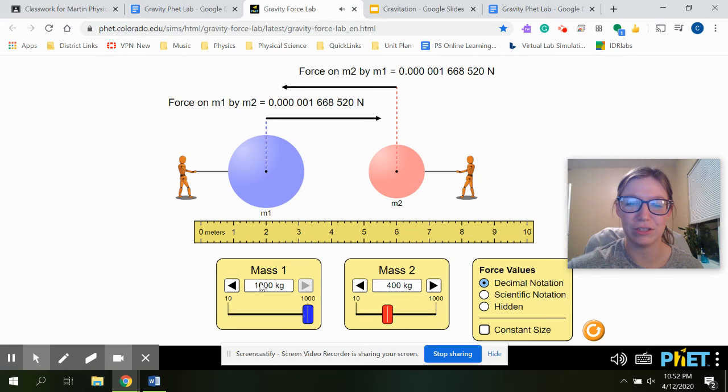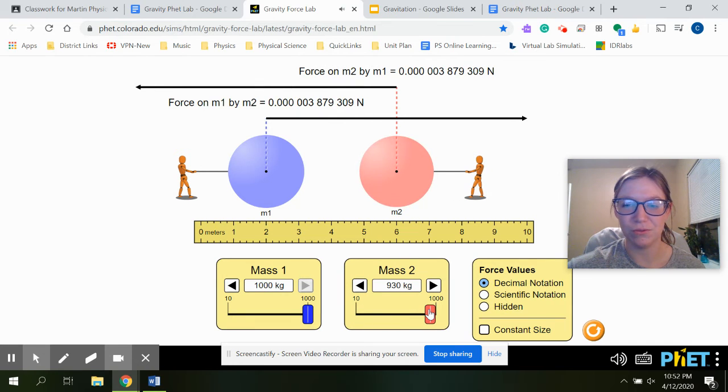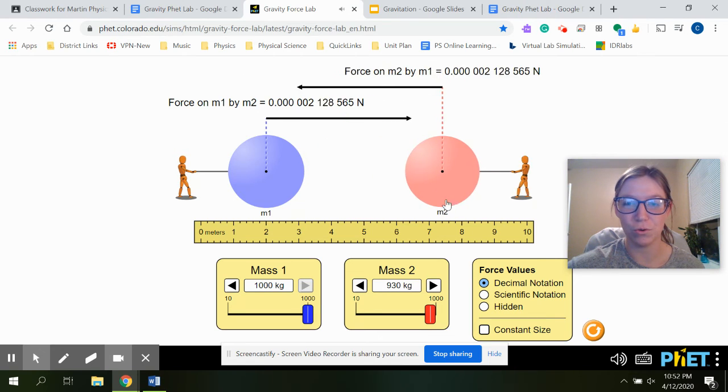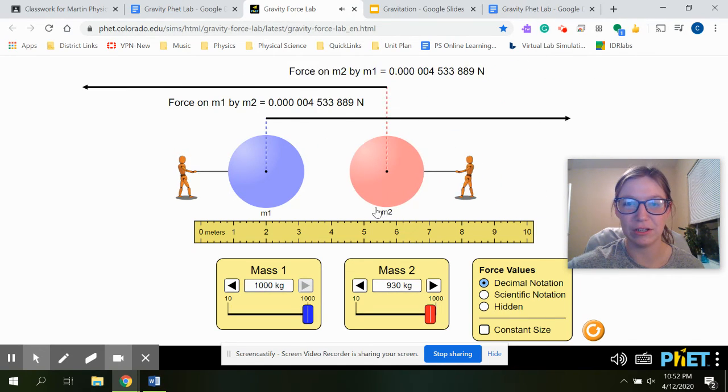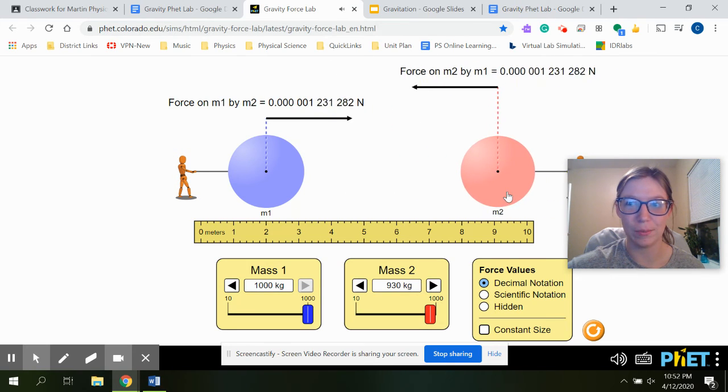I wonder if it'll let you. No, okay, you can't go past 1,000. Over here, you can do the same thing to mass 2. The other thing you can do, you can make them close together, increasing gravitational pull, or farther apart. And notice those kind of drop off really quickly.